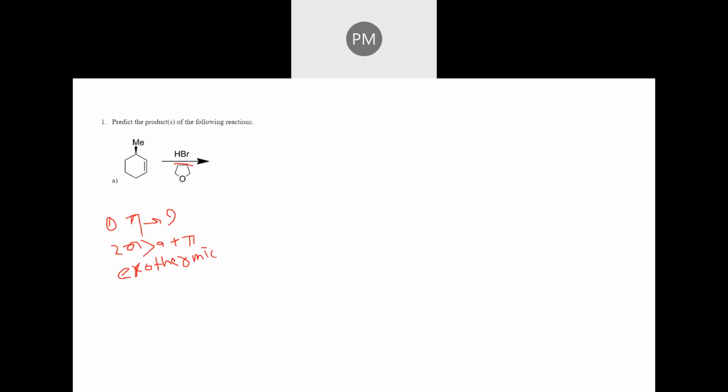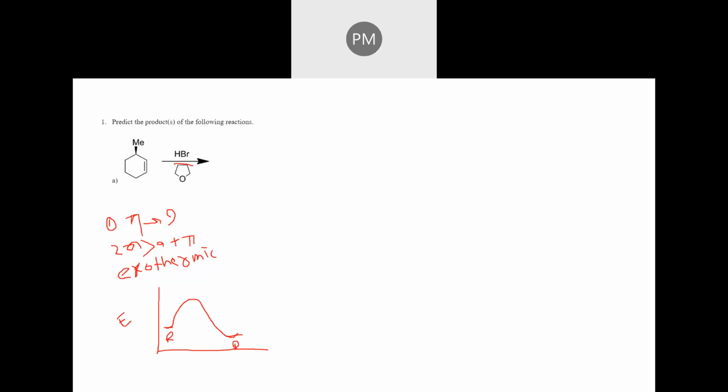If you consider the energy diagram, our reactant will be here and our product will be energetically more stable. This is the reaction coordinate, from reactant to product. So this is an energetically driven process, and we get the product.